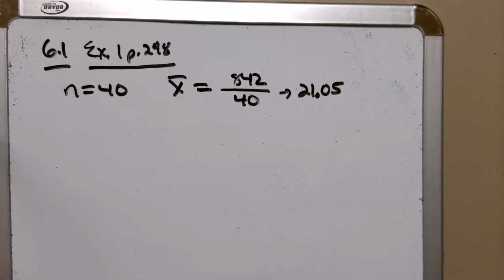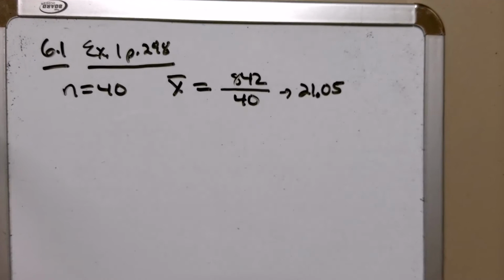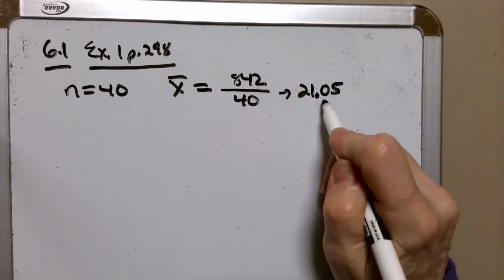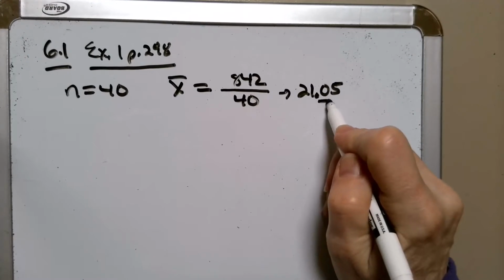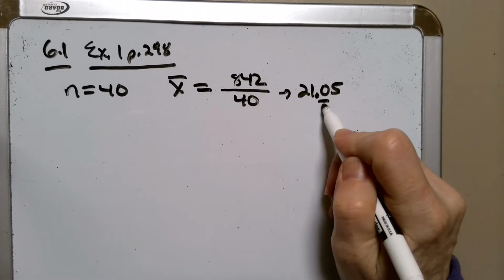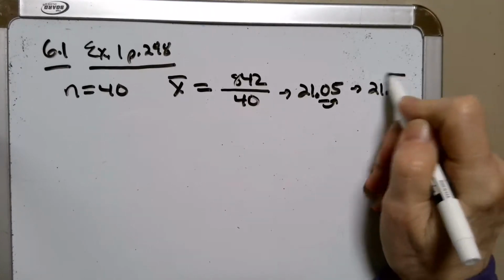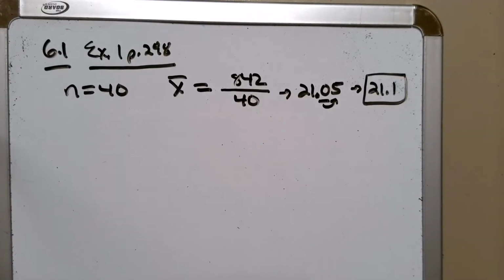Now, how do you round? Remember, the general rounding rule means you carry one more decimal place than the original data. If you look at the original data, the number of hours are whole numbers with 0 decimal places, so we're going to carry 1 decimal place. Round to the tenths, so we look at the hundredths place of 5, we round up. So our point estimate is approximately 21.1 for our population mean.